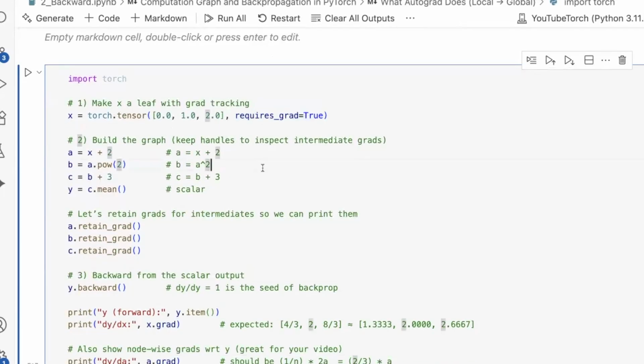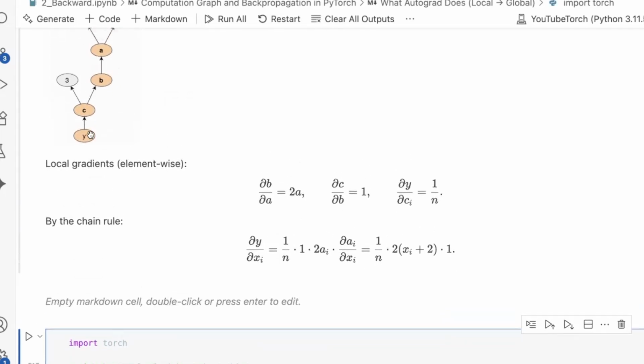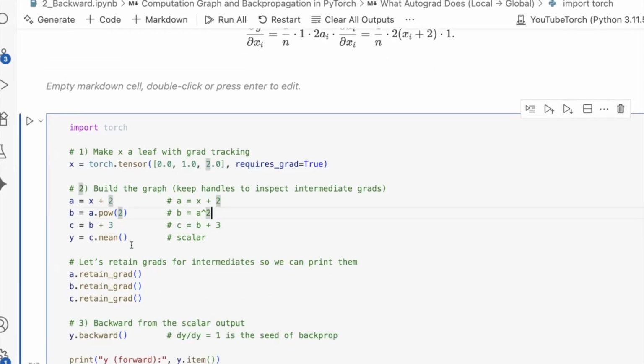And in order to build our computation graph, we need to define the forward path. If I reverse these arrows, this is how we get from x to y: we add 2, we get a, we raise a to the power of 2, add 3, and we take the average. And that gives us the output.